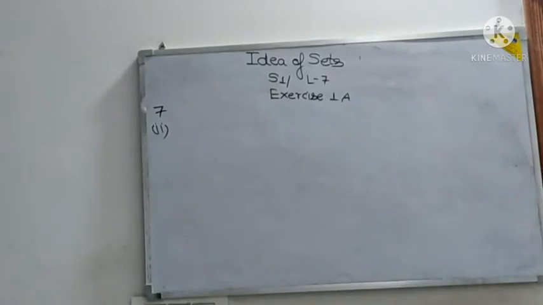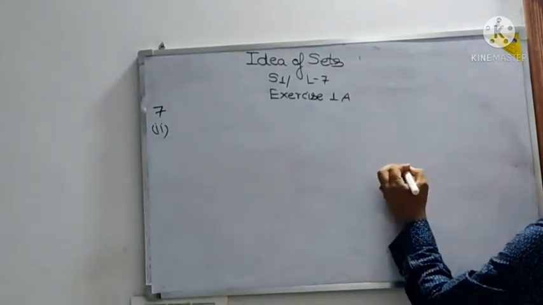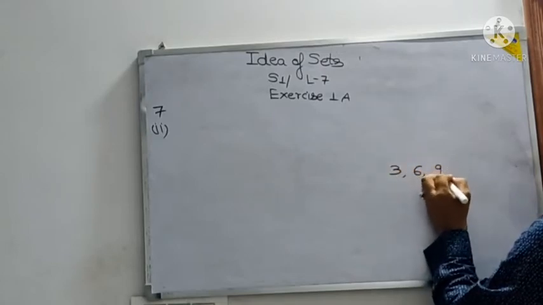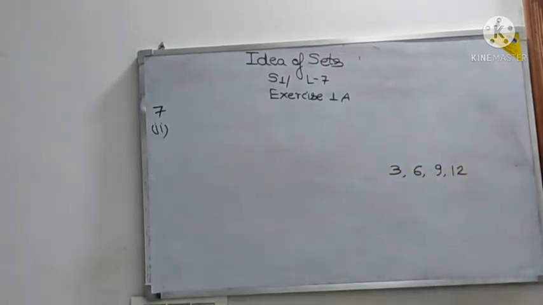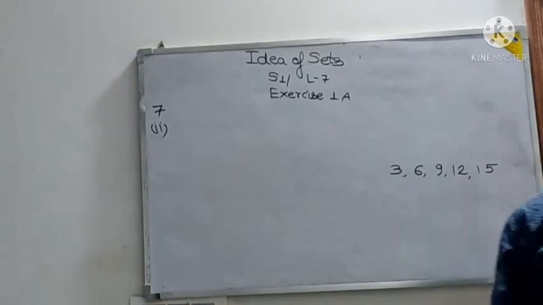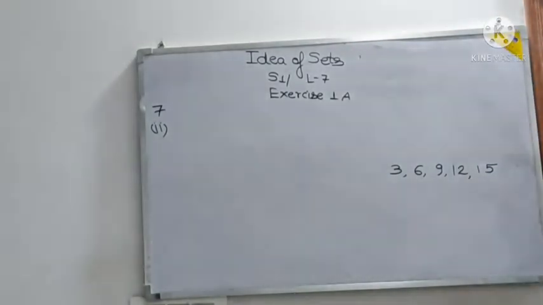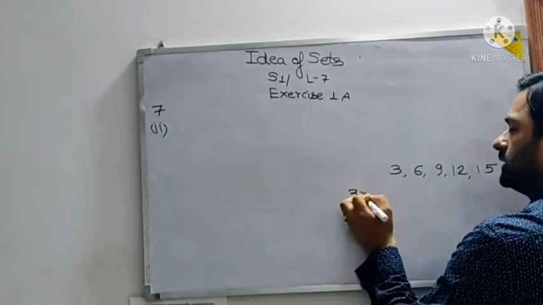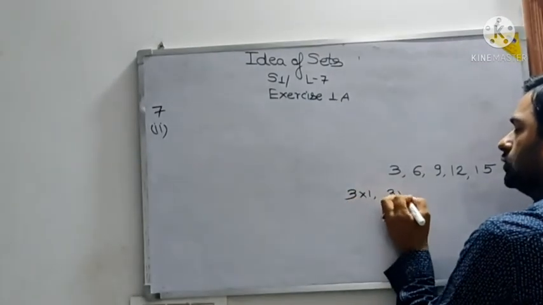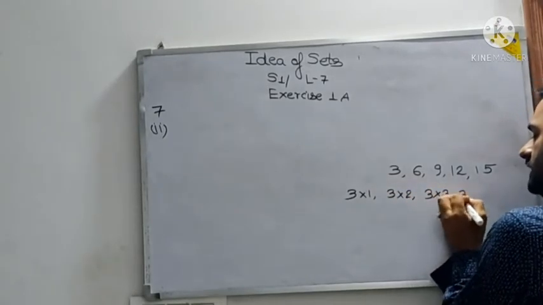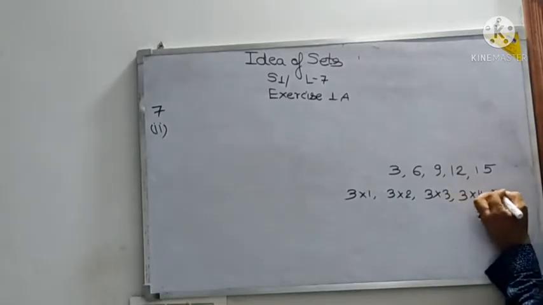Next is 3, 6, 9, 12 and 15. Let's see the pattern here. Very commonly, do you know the table of 3? Yes, you know it. So basically, first is 3 into 1, second is 3 into 2, third is 3 into 3, fourth is 3 into 4, and fifth is 3 into 5.